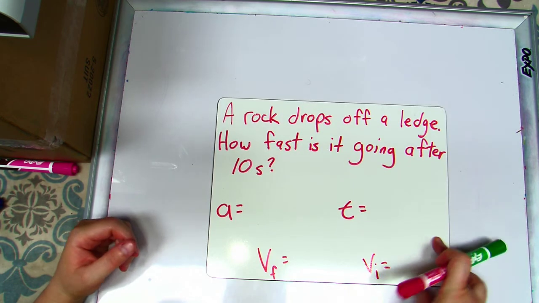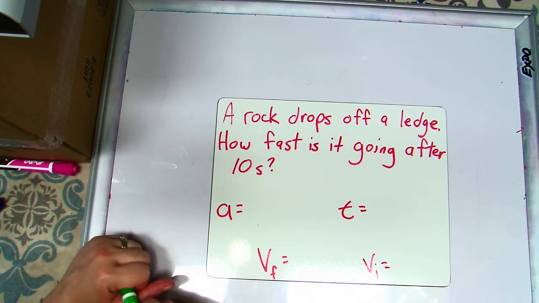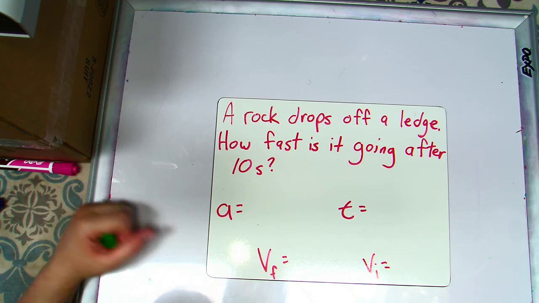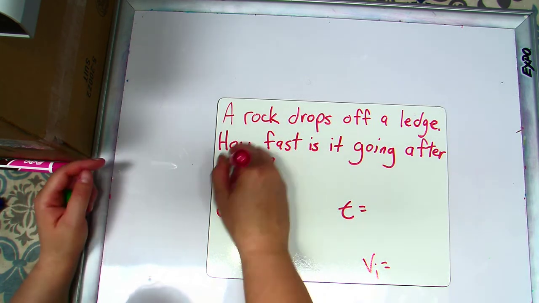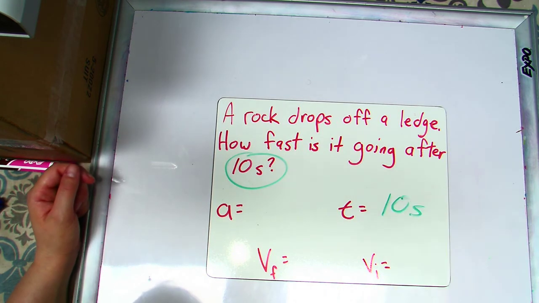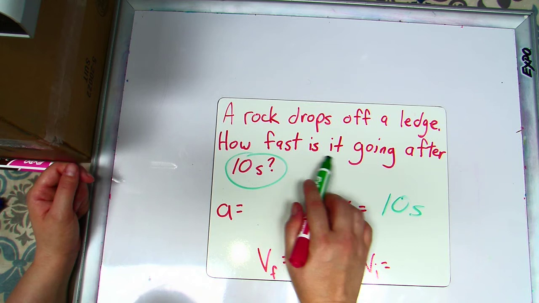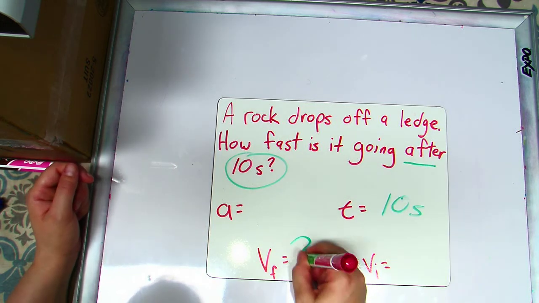Alright guys, so let's take a look at some examples and solve them using what we know about acceleration. Alright, great. Here's our first free fall problem. A rock drops off a ledge. How fast is it going after 10 seconds? Alright, so what do we know? At first glance, it does not look like we know a lot. We know the time, 10 seconds. How fast is it going after 10 seconds? That means that we are looking for our final velocity.